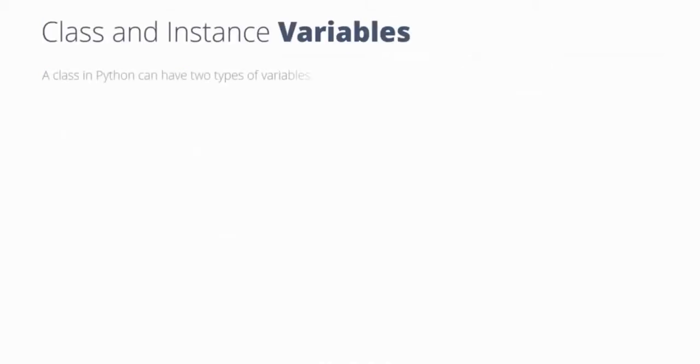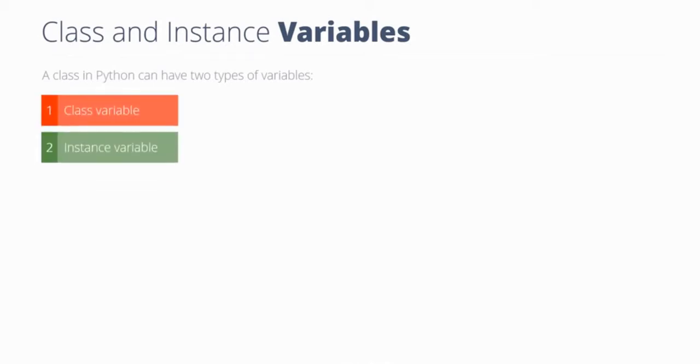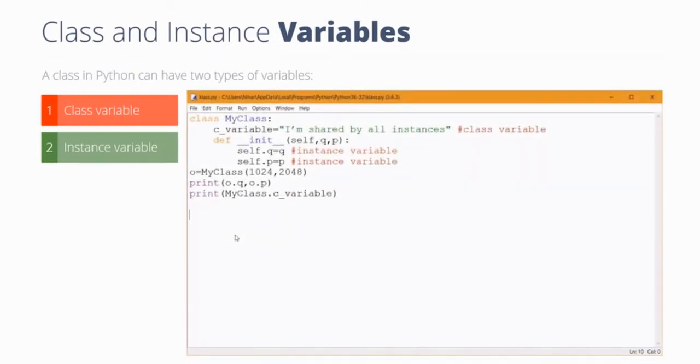A class in Python can have two types of variables: class variable and instance variable. A class variable is shared among all the instances of the class, and an instance variable is unique to every instance of the class that is created. A class variable is defined outside any class method, and an instance variable is defined inside the class methods, using the self keyword. The instance variables are usually defined inside constructors, however, they can be initialized from any method.